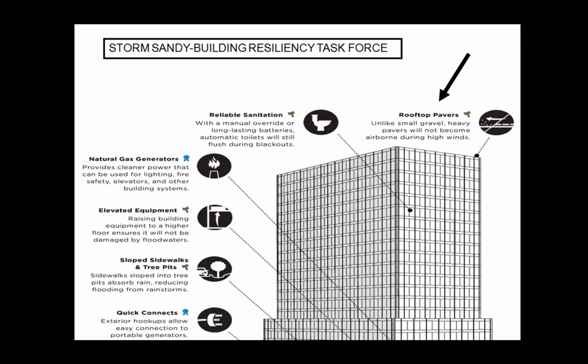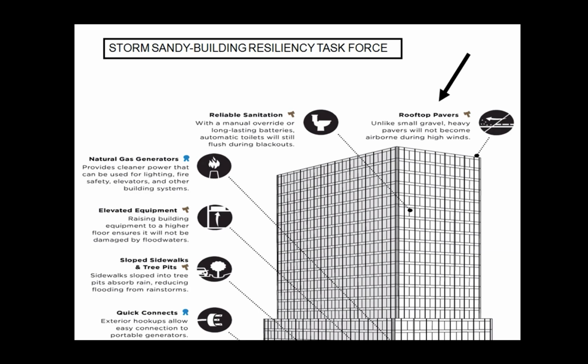Some ground level improvements that could be made included putting in more sloped sidewalks and tree pits to accommodate the water or overflow of water so that it's not directed towards buildings or the basement of buildings. Again, elevating equipment so that key electrical equipment like generators or even switchgears or power supply connections and panels are not in the basement of a building and are actually raised above flood height.